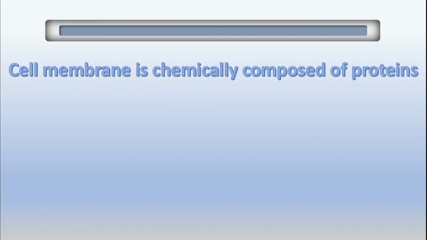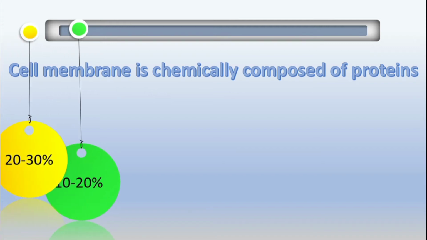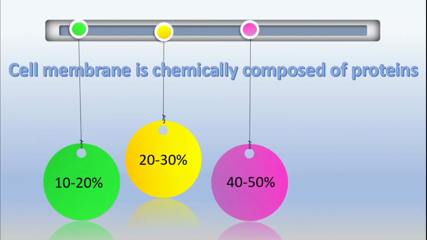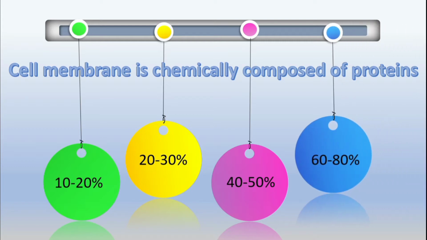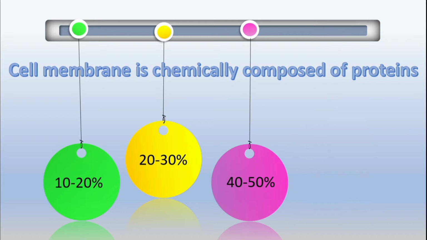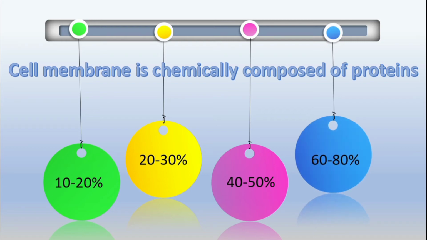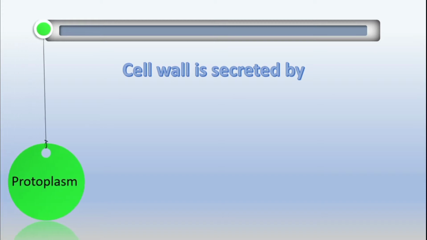Our next question is, cell membrane is chemically composed of proteins 10 to 20%, 20 to 30%, 40 to 50% or 60 to 80%. So the cell membrane is composed of 60 to 80% proteins and 20 to 40% lipids, and other carbohydrates and cholesterol are also present in the cell membrane.